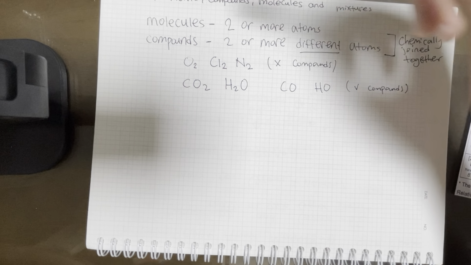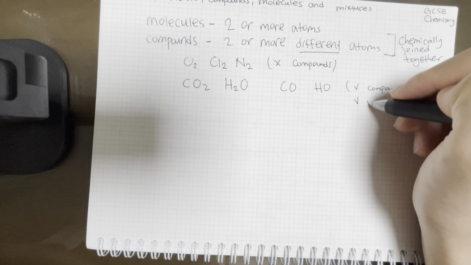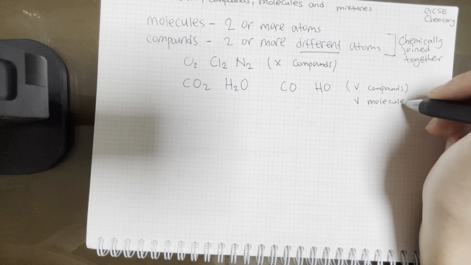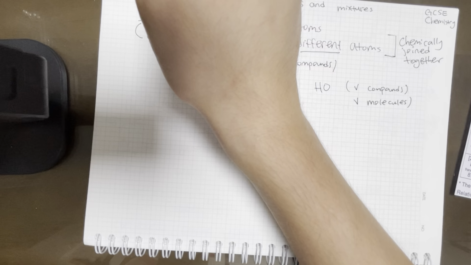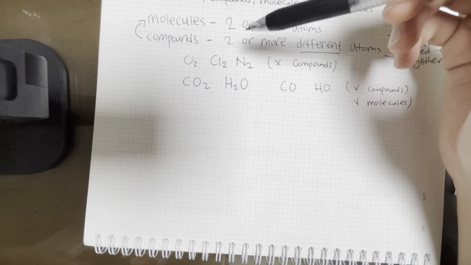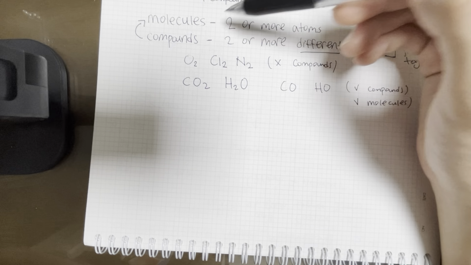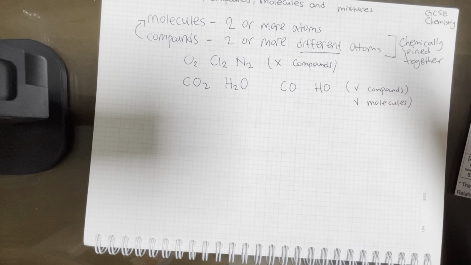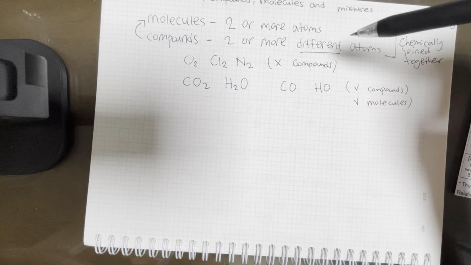Now the thing is, molecules are just two or more atoms, right? So these also classify as molecules. What does this mean? All compounds also classify as molecules because compounds contain two or more different atoms. They at least contain two atoms, so it is also a molecule. But the minimum requirement for molecules is to have two or more atoms, and that doesn't satisfy the needs for compounds because you need two or more different atoms.